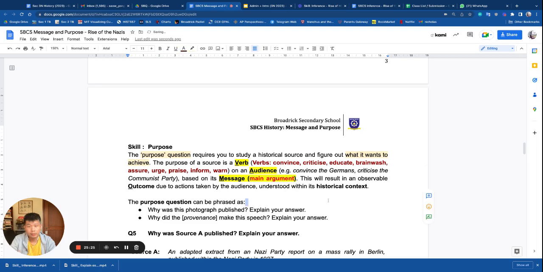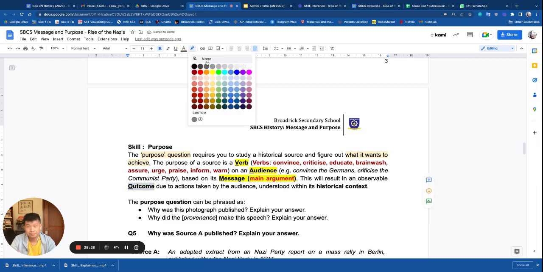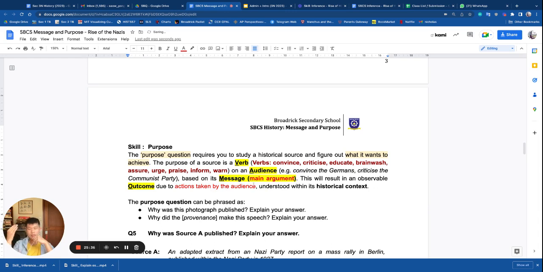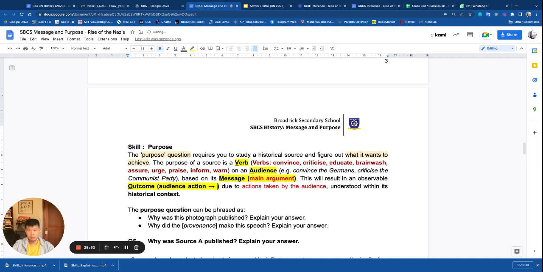And finally, it ends with an outcome. So the outcome is due to audience actions. I repeat, the audience. The reason why I have an audience, the reason why I'm convincing Germans is so that Germans will do something. They will take some action. And by taking some action, it leads to a final result. So the outcome is an audience action that leads to a final result. The audience has listened to your message. They will now do something. It creates a final result. And that's what we call the outcome.